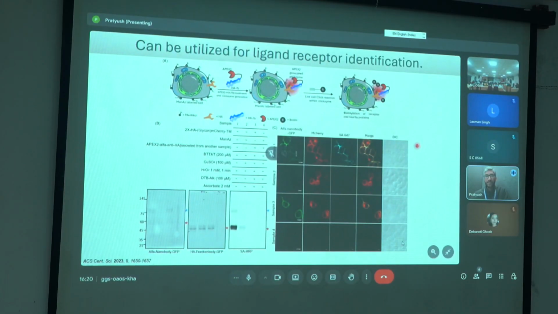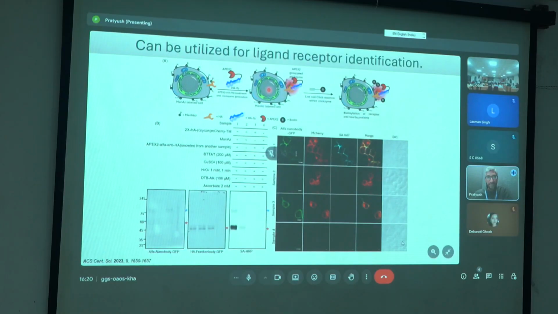Sometimes when we are working with the human tissue or animal models, we have a problem of not being able to genetically modify the organism. For that, we developed a HAFP Franken-body system conjugated with APEX2. This APEX2 can target any of the ligand receptor system which can be replaceable and interchangeable.